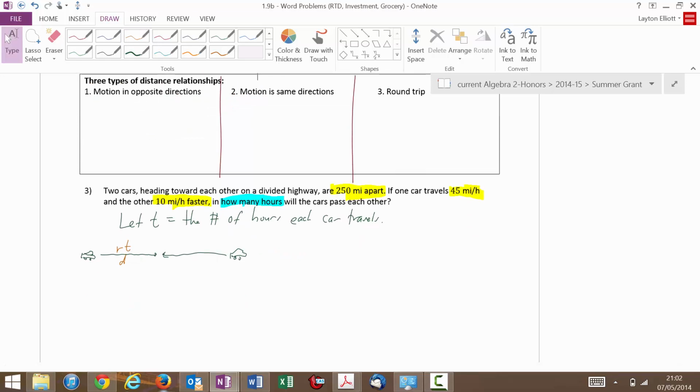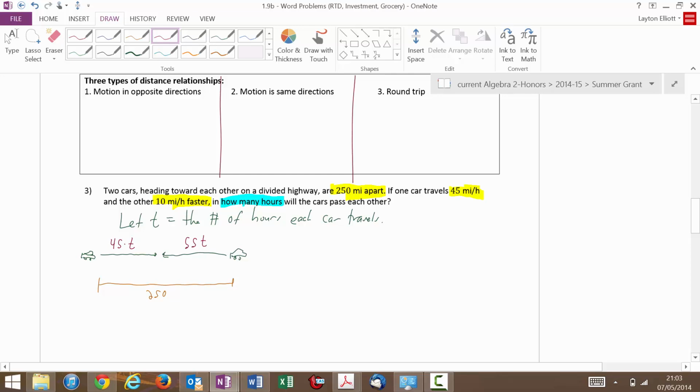So for this problem, I have a total distance here of 250 miles. So this big line segment is going to be 250 miles, which means that I don't know what each of the little distances are, but I'm going to represent them. Let's see, one car travels 45 miles per hour. So this one could be 45 miles per hour times its time, rate times time. And the other one is 10 miles per hour faster. Well, that's just 55 miles per hour times the same time, because they both go for the same time.